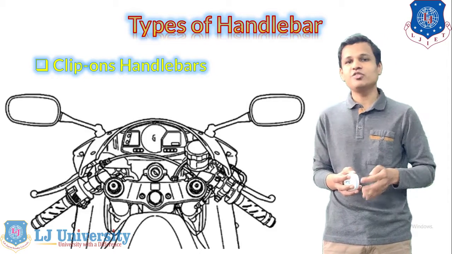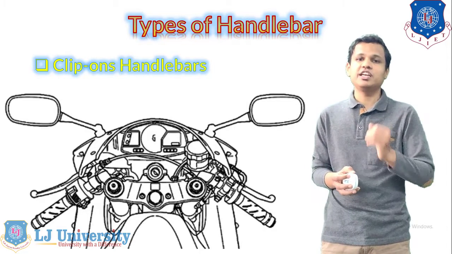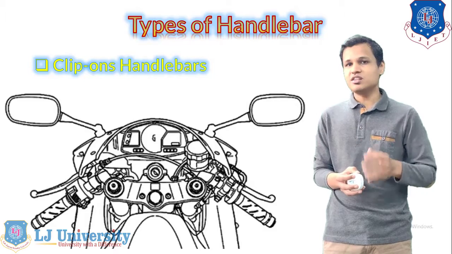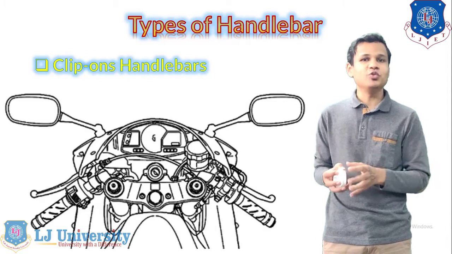Right. So in this case we saw about the steering handlebars and also about the steering column. From the next lecture we will see about the suspension system in case of the two-wheelers.